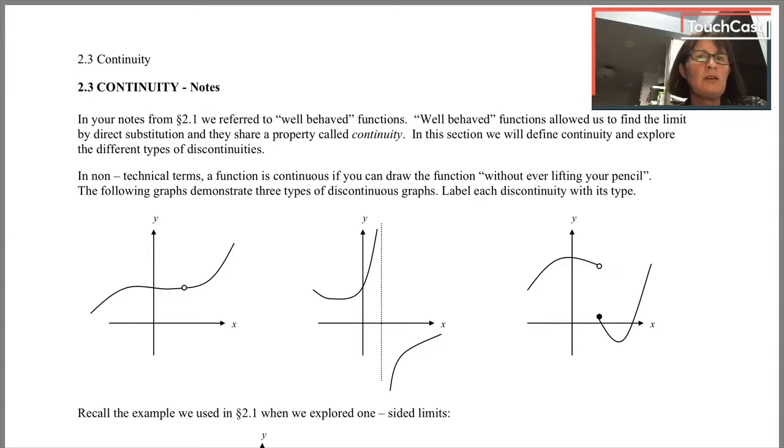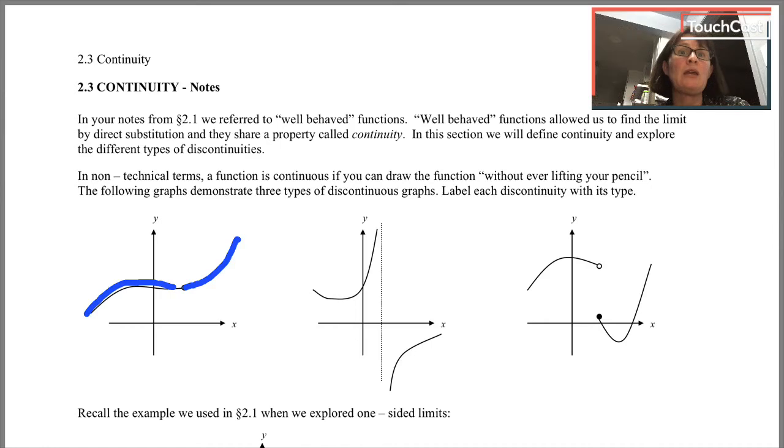So if you're tracing along and you just have the one point to jump over, that's a very specific kind of discontinuity. We call that a removable discontinuity or a point discontinuity, because if you could use your pencil point and just fill in that one spot, you would turn the not continuous function into a continuous function.